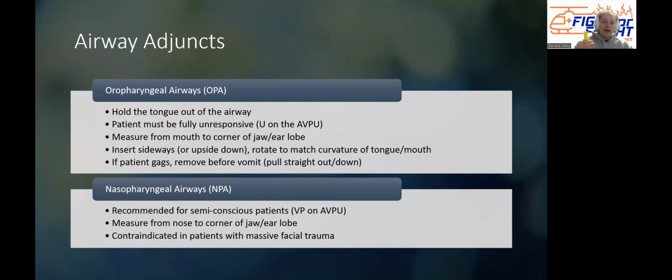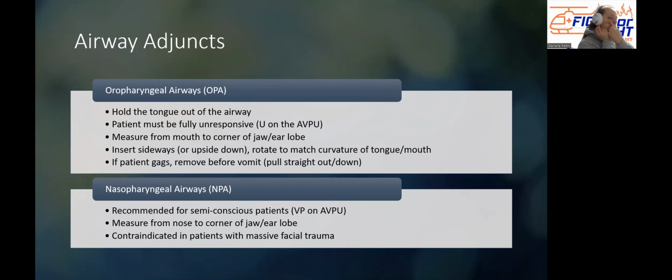Now, if you can't use the OPA because they start to gag or they vomit or they respond to that painful stimulus or verbal stimulus, or they're semi-conscious and kind of in and out of consciousness, we can use a nasopharyngeal airway, or an NPA, which goes into the nostril. Now, to measure for the nostril, we're going to measure from the nose, basically right where the nose attaches to the face, to, again, the earlobe or the corner of the jaw.